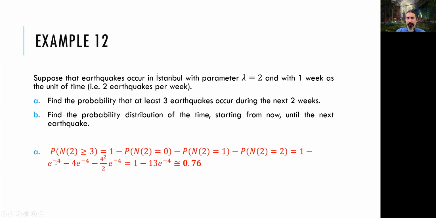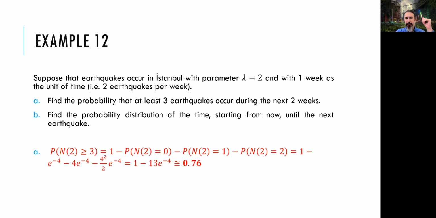Add 0 and 4, and you get this one. Lambda is 4, i is 1, you get this one. Lambda is 4, sorry, n is 2, you get this one. So from these 3, you get 0.76. When you subtract them from 1, you get 0.76 probability for 3 or more earthquakes during the next 2 weeks.